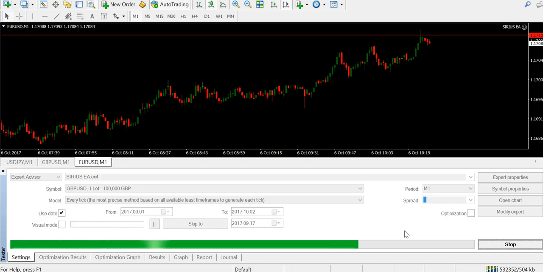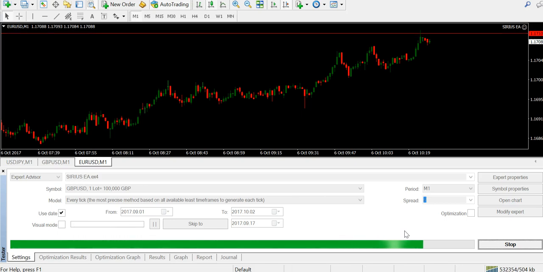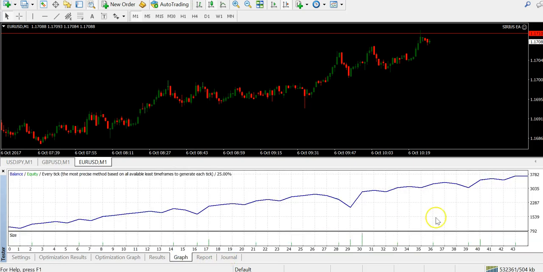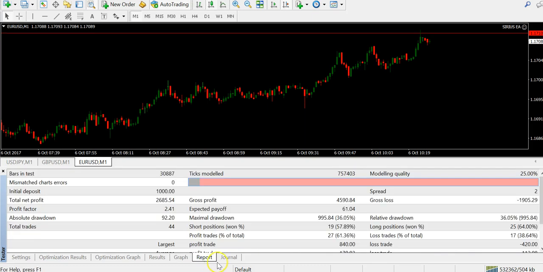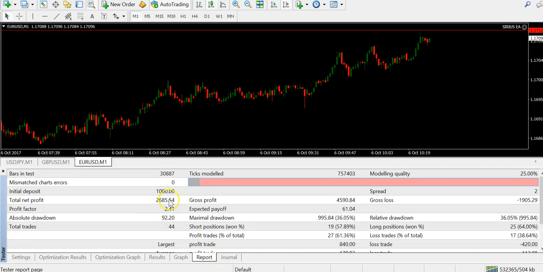So guys, this is something fantastic. And I will explain what you can do later. Let's see the graph, 3000. So with GBP USD, if you use this in the last 30 days, with $1000 you will have a profit of 2685. So your total amount, your total initial deposit will later be 3685.